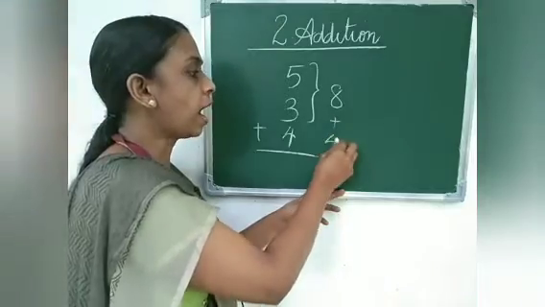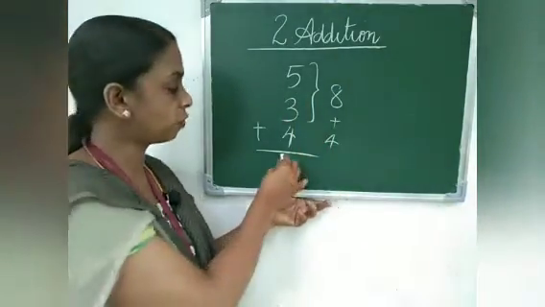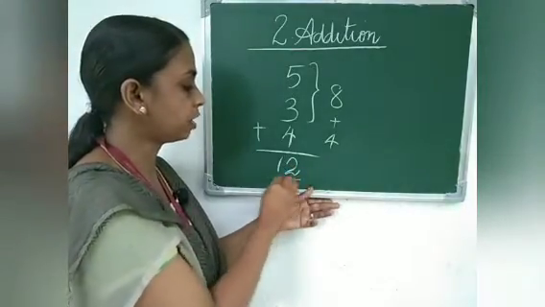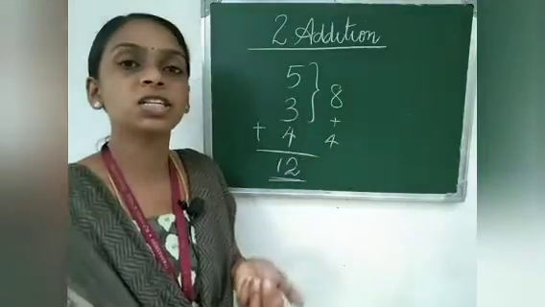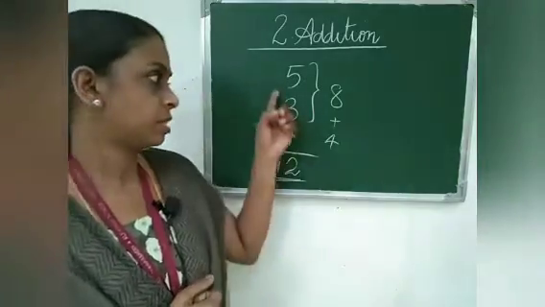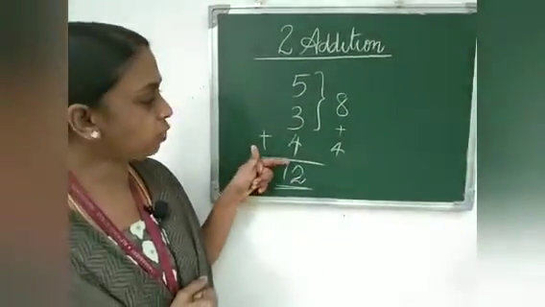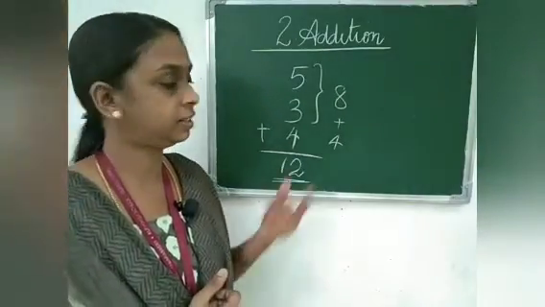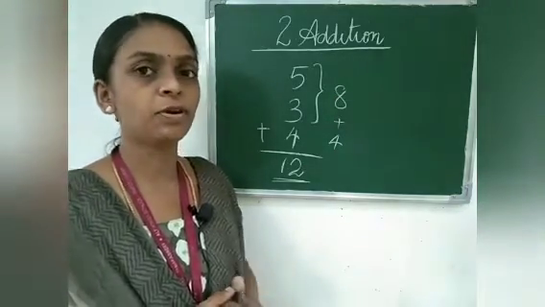Then we have to add that 4 with 8. 8 plus 4 is 12. This is the first session of that chapter. We studied addition of 3 numbers. First we have to add these 2 numbers, and with that answer we have to add the third number, that is 8 plus 4, 12.